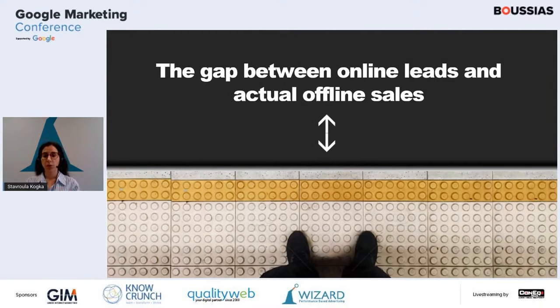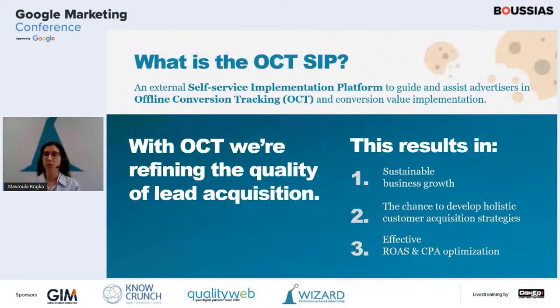By importing offline conversions, we can measure what happens in the offline world after our ad results in a click, an online form, or a call to our client's business. So here comes OCT. OCT stands for Offline Conversion Tracking, and SIP is the self-implementation platform. Now, we already know that Google Ads gives advertisers the opportunity to connect their Salesforce account and import data from there, but this is not the case for most businesses. So what happens when the advertiser uses another CRM or a web-based database? OCT, the self-implementation platform, comes in as a solution for performance experts, allowing us to import actual offline conversions and their value.